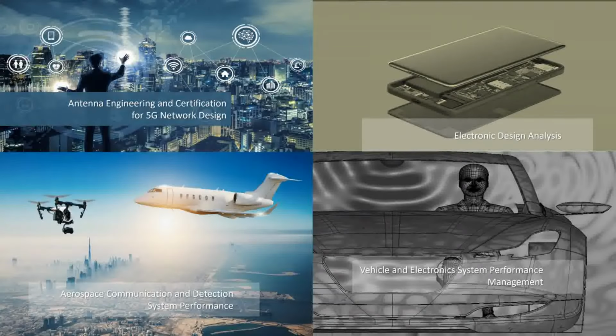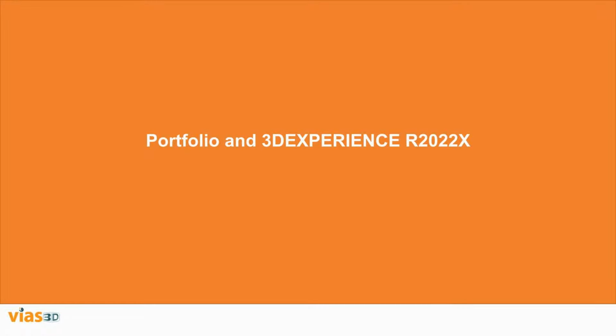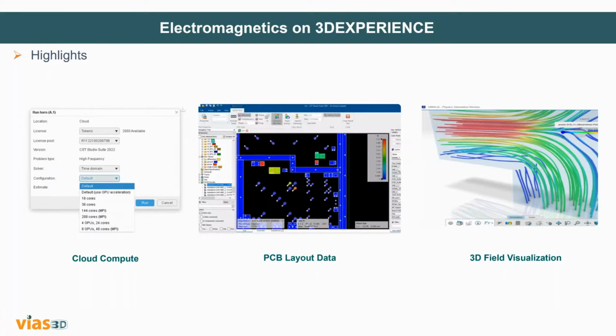The technology enhancement will be presented in the context of major industry processes we serve, implying that CST Studio Suite can be applied across multiple industries like antenna engineering, as I said earlier, EDA, aerospace and defense, and transportation and mobility, where vehicle and electronic system performance is managed. So, going on directly to electromagnetics on 3D Experience, what are the updates in 2022?